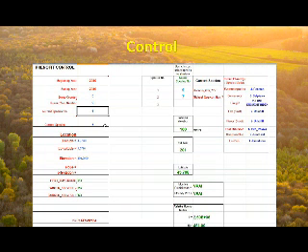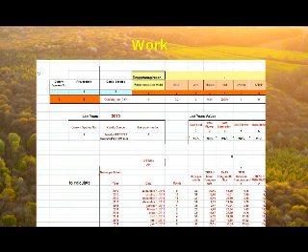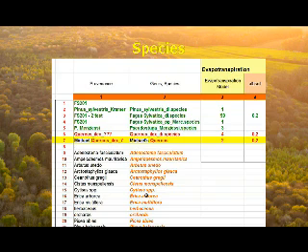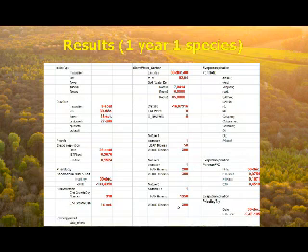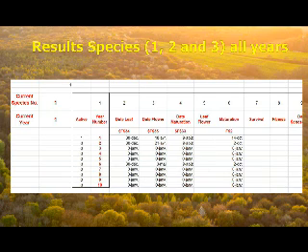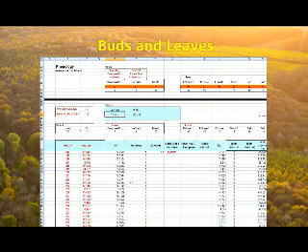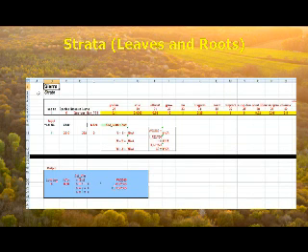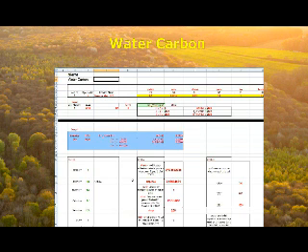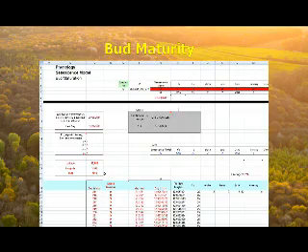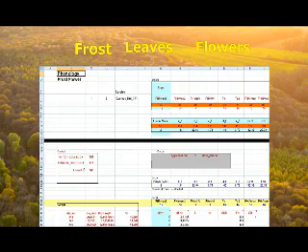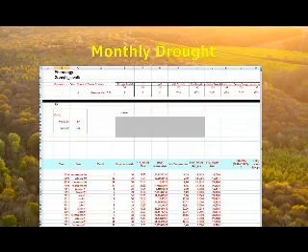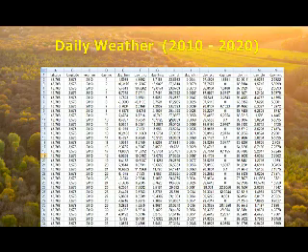I will quickly display some of the sheets found in our phenological model. We have the control, the worksheet, the sheet containing the data for the species, the results for 1 year for 1 species, the results per species per year, the results for the buds and leaves, the evapotranspiration models, the strata, which calculate the leaves and the roots, the water-carbon cycle, bud maturity, frost on the leaves and the flowers, fruit maturation, the monthly droughts, and the daily weather for the period.